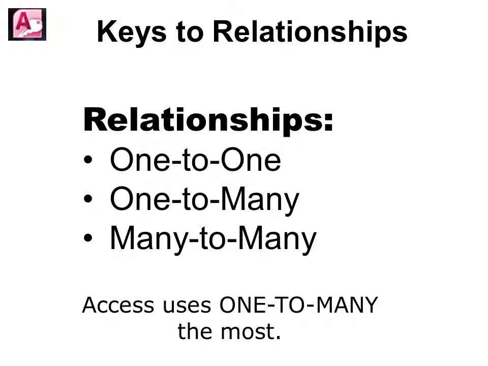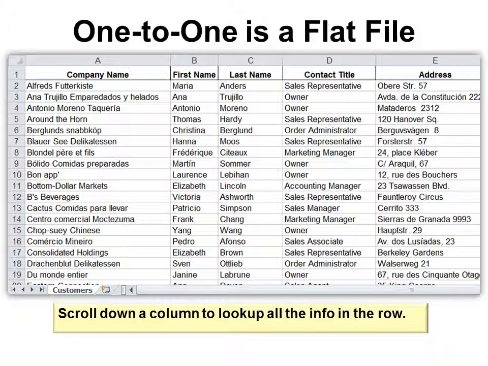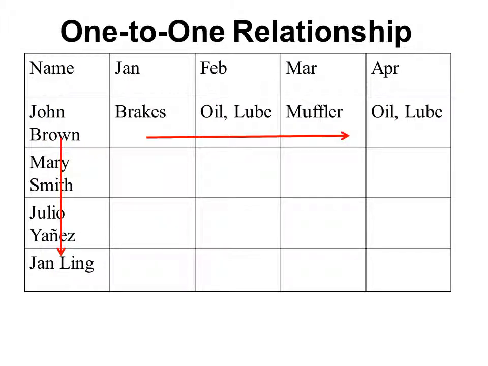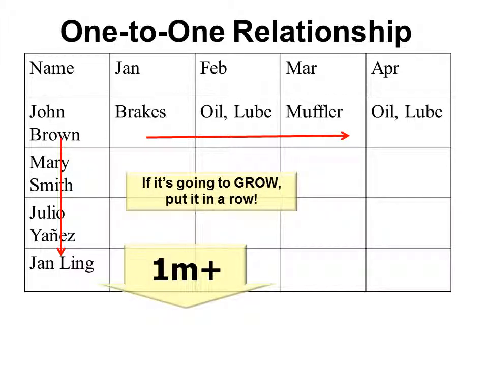So what's the difference between them? So the one-to-one is a flat file, like Excel. You scroll down a column to look up all the information in that row. So if I were going to create a database, I would probably put everything down. John Brown, you can see all the customers are going down, and the problem is every time they come in, I have to create a new column. One day, I'm going to run out of columns. The rule is, if it's going to grow, put it in a row. And even in Excel, you have over 1 million rows, but you only have 255 columns.